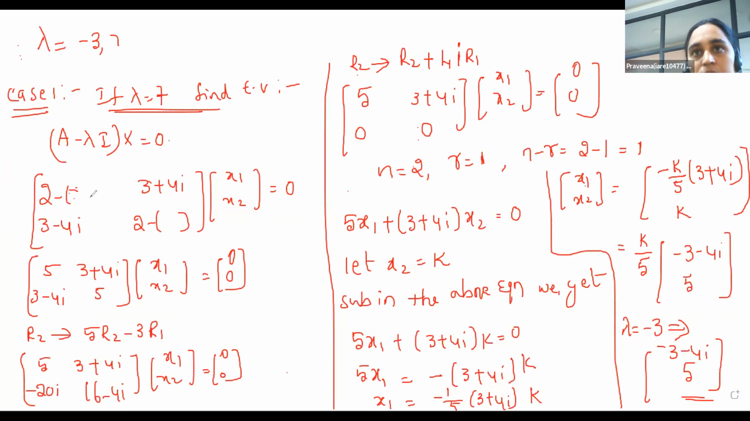2 minus 7, 2 minus 7. 2 minus 7 means how much here? Minus 5, yeah? Yes, minus 5. Is it clear?